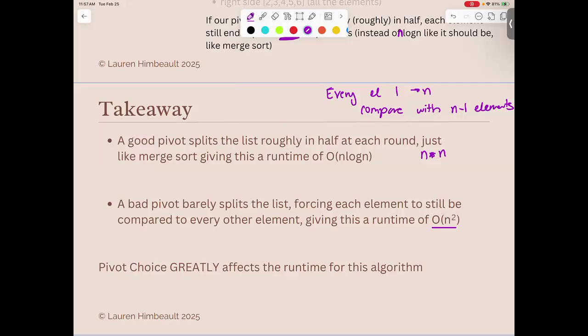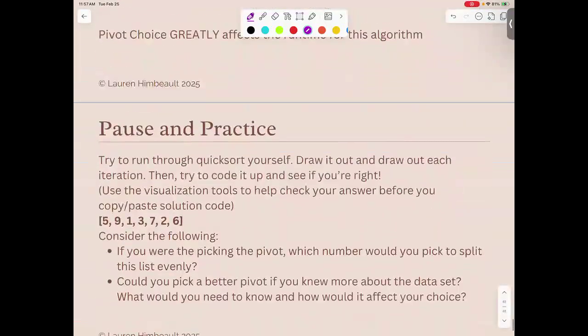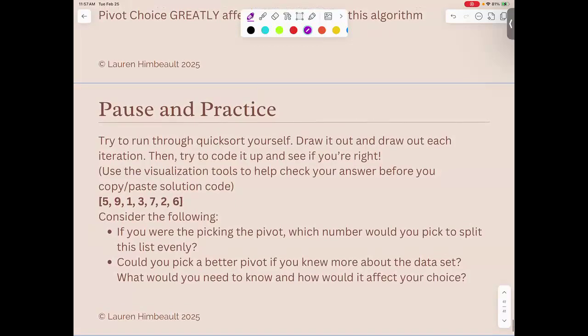So there's actually a huge difference between n log n and n squared. You're going to learn a lot more about this next year. But just based off of the previous videos, hopefully we understand that these two values are quite different. Our insertion sort and our selection sort are n squared sorting algorithms, and they're not very efficient. And QuickSort is supposed to be better, but with a bad pivot, honestly, we end up greatly affecting our runtime for this algorithm. So what does this mean for us at this point? Try to run through QuickSort yourself.